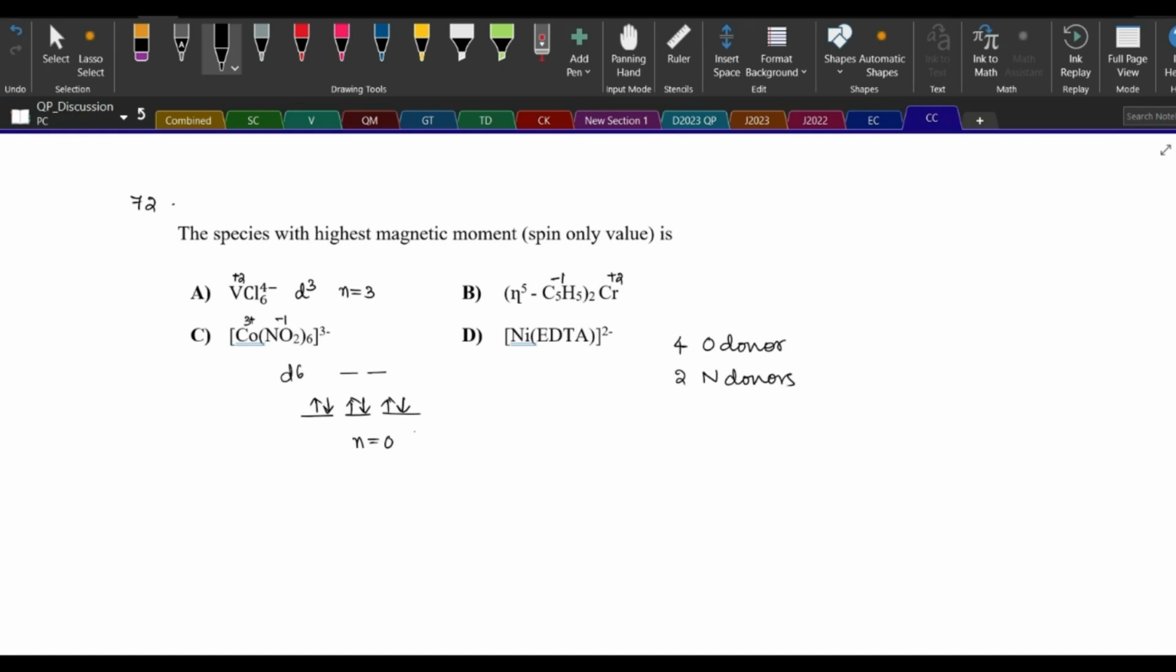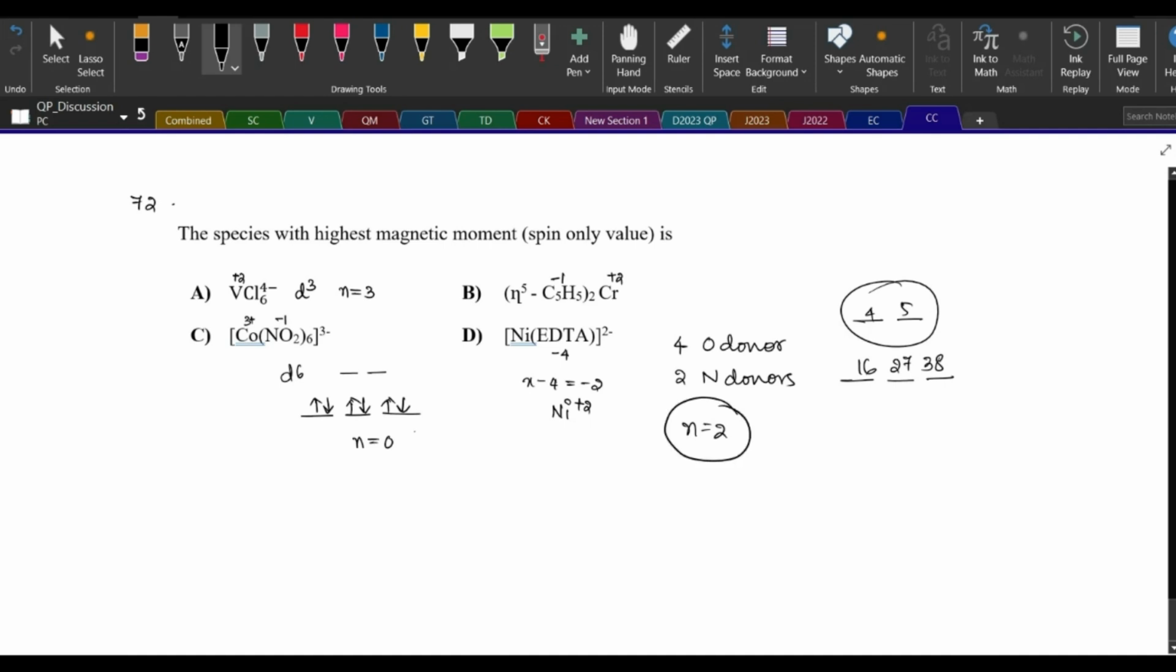Now, EDTA has a 4 negative charge, that is, COO minus is how it stands. So it has a formal charge of 4 minus, and the total here is 2 minus. So X minus 4 is equal to minus 2. Nickel is going to be in plus 2 oxidation state. We know that for nickel plus 2 in an octahedral environment, t2g eg 1, 2, 3, 4, 5, 6, 7, 8. You have 2 unpaired electrons. So the maximum number of unpaired electrons is over here, n is equal to 3. The correct option is option A.